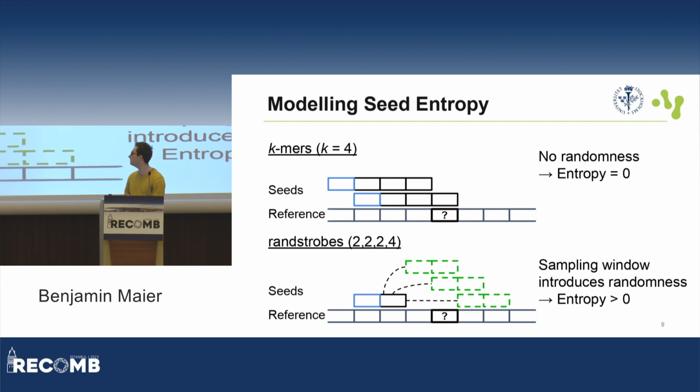And if you look at k-mers sampled at the blue position, we always know whether the downstream position, in this case the one denoted by the question mark, is covered or not. So there's no randomness. When we know for a k-mer of length 4, a position 4 bases downstream is always covered, but a position 5 downstream is never covered. And for randstrobes, we have these windows and have different opportunities. And so there's a fraction which matches the specific position, and thereby we have introduced randomness and get a positive entropy.